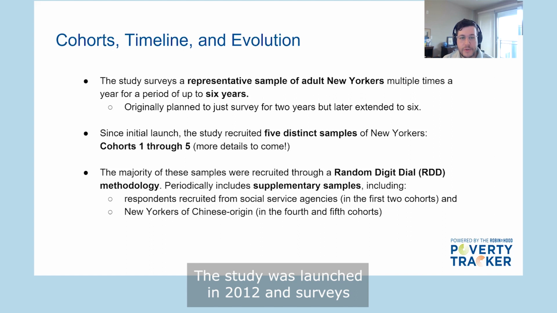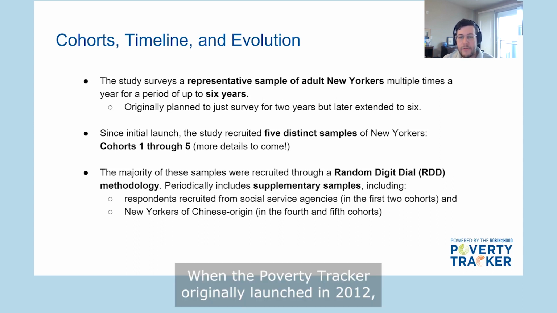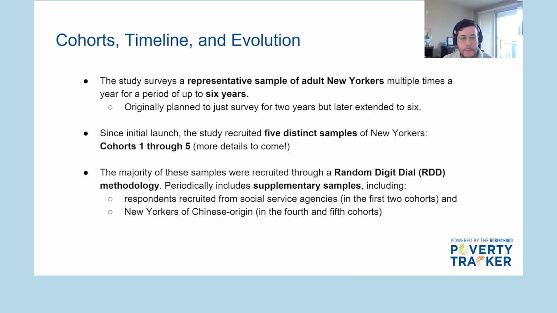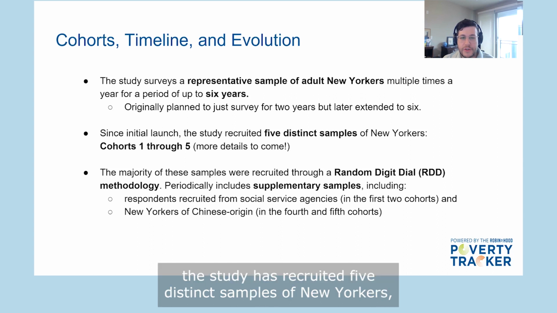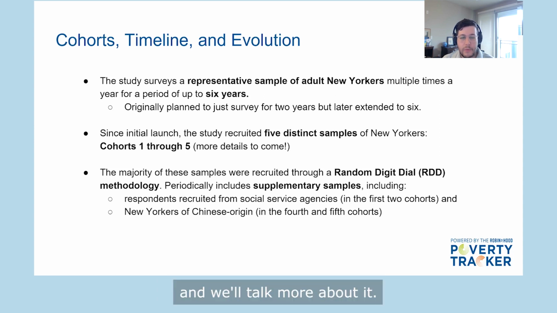So as I mentioned, the study was launched in 2012 and surveys representative cohorts of New Yorkers multiple times a year for a period of up to 6 years. When the poverty tracker originally launched in 2012, the plan was to just survey for 2 years, but since then that has been extended to 6 years. Since the initial launch, the study has recruited 5 distinct samples of New Yorkers, which we refer to as cohorts 1 through 5. And we'll talk more about these in coming slides.